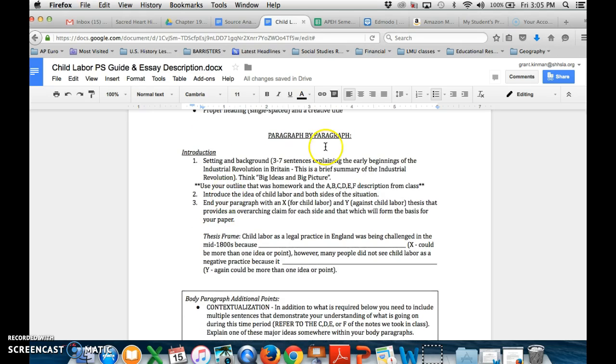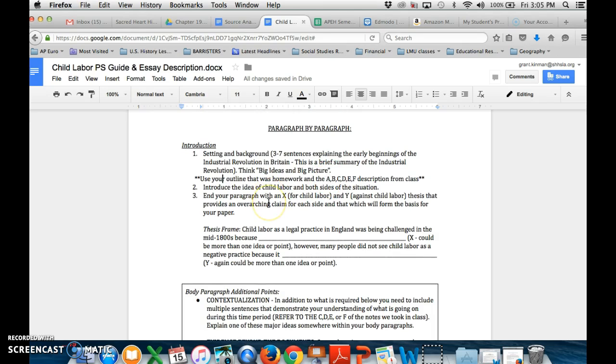Excellent. I'm going to walk you through paragraph by paragraph. So the way you start your essay, the introduction, and this is your outline here. You need to follow this outline. You've got a setting and background. I think you could do it in as few as 3 sentences if you do a great job of summarizing the Industrial Revolution, or if you need to be a little more wordy, it might take 7 sentences. But this is a brief summary of the Industrial Revolution. Think big ideas and big pictures. You can use your outline that was homework and the A, B, C, D, E, and F to help you from class. So our notes about the Industrial Revolution, A through F.